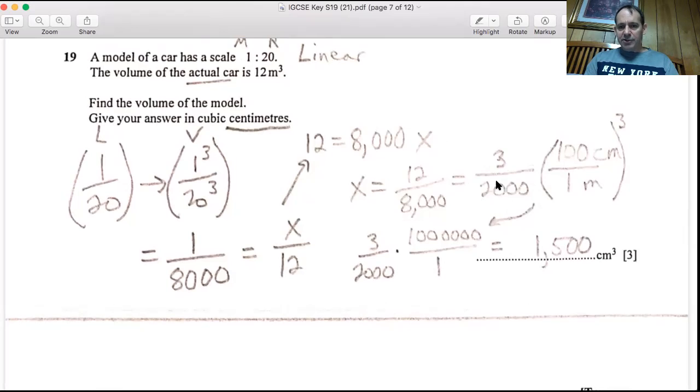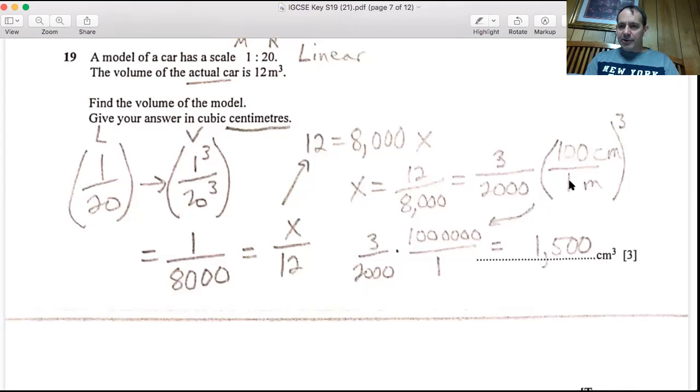But what we need to do is we need to now convert units because we're going from cubic meters to cubic centimeters. So down here, we want to get rid of cubic meters, so we're going to put it on the bottom. And what we want to go to is the cubic centimeters. We're going to put that on top.